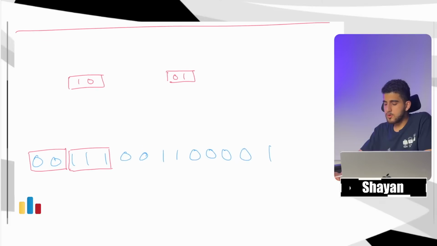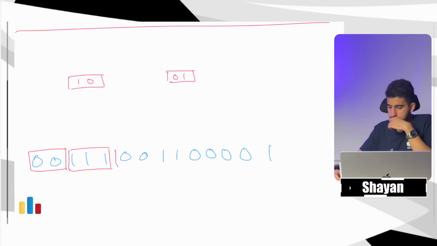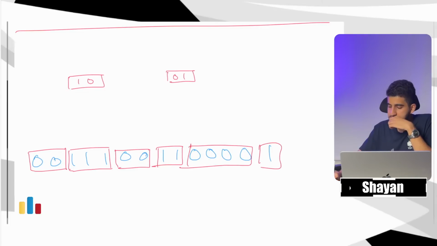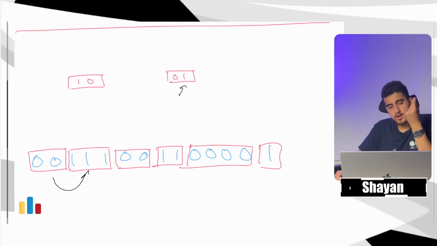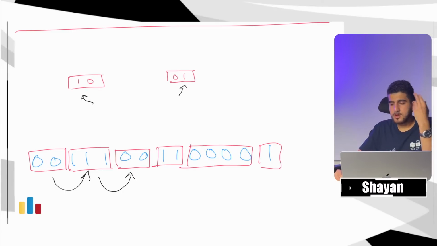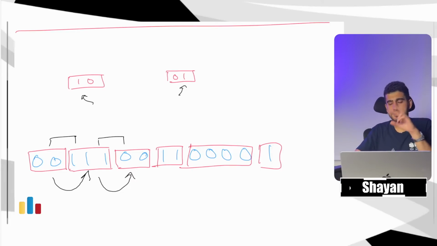So the point is that we have some blocks of zeros and some blocks of ones. You can see where the substrings 01 and 10 happen. A 01 only happens when we go from a block of zeros to a block of ones. A 10 only happens when we go from a block of ones to a block of zeros. So only when our block changes do these two substrings happen.